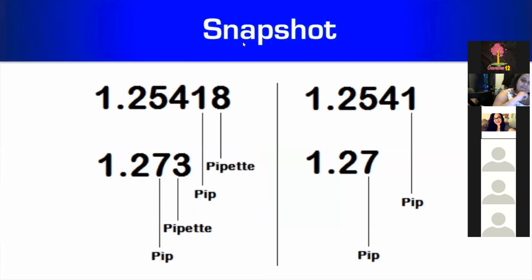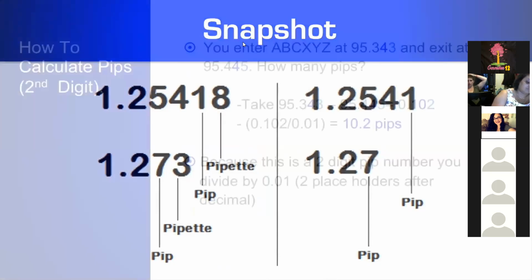Notice how on one side you see 1.25418 and it shows you the pipette. And then on the right, remember what I told you to do with those pipettes? We ignore them. So you don't see an 8. You don't see a 3, okay? So the top one is for pretty much every other pair. The bottom number, the 1.273, represents yen and gold pairs.